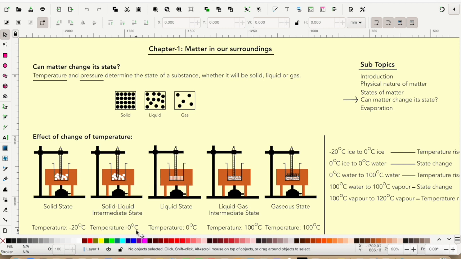By definition, at 1 atmospheric pressure, melting point is that minimum temperature at which solid starts changing to liquid. Temperature remains constant at 0 degrees centigrade till the whole ice melts and changes to water. It means during state change from solid to liquid, temperature remains constant. Now the same process will be repeated while liquid changes to gas.